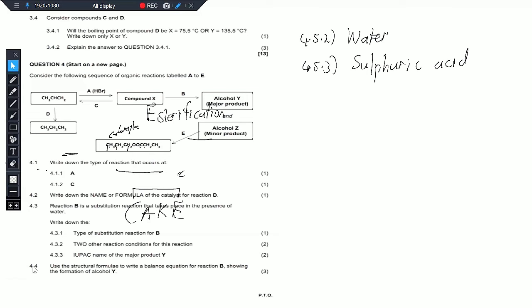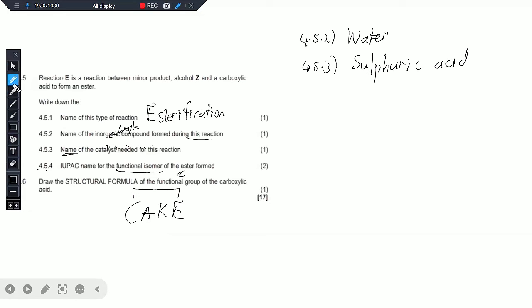So that means the carboxylic acid that I would have to form here, what 6? It's hex, right? So hex is 6, so it has to be hexanoic acid. Oh yeah, hexanoic acid, right?